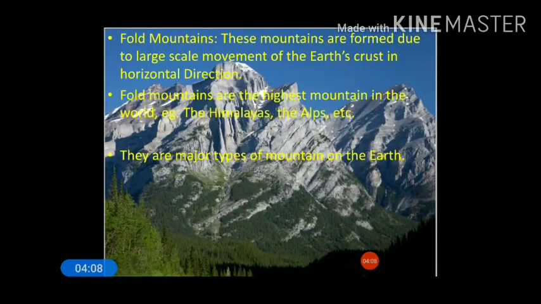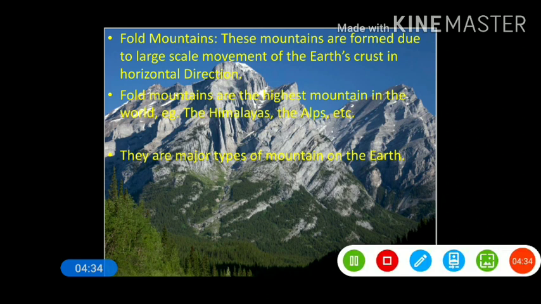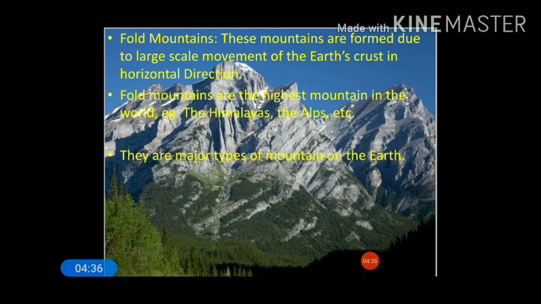Fold mountains are formed due to large scale movement of the earth's crust in the horizontal direction. When the earth's crust moves in the horizontal direction, or the tectonic plates move towards each other, they crumble and uplift the upper strata of the rock.